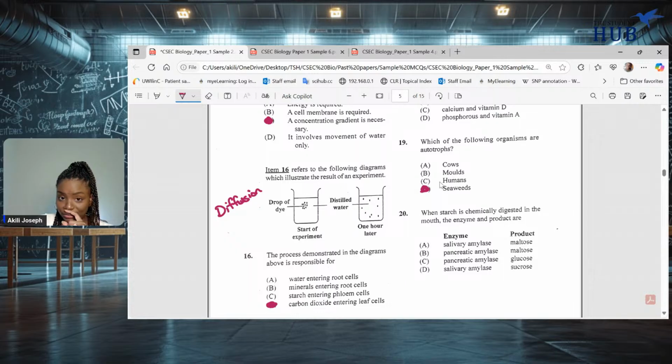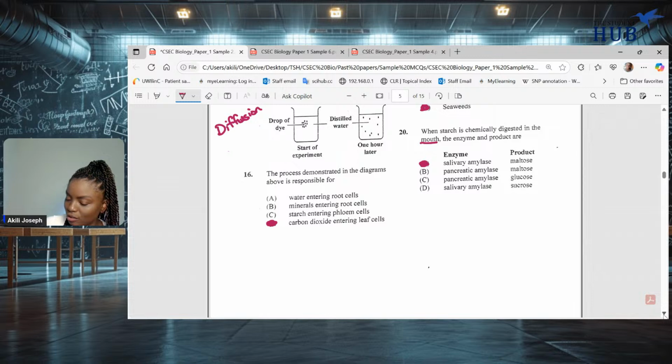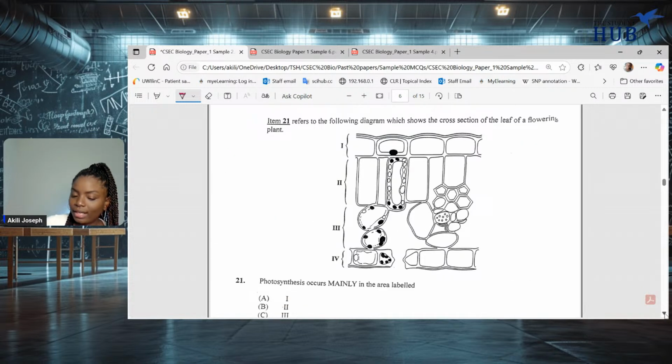20, when starch is chemically digested in the mouth, the enzyme and product are, is it going to be salivary amylase or pancreatic amylase? And is the product maltose, glucose, or sucrose? We know both salivary amylase and pancreatic amylase will break down starch into maltose, right? But they said digested in the mouth, so therefore we're looking at salivary amylase, so that's going to be A or D. And then the product is definitely going to be maltose, not sucrose. So the answer for 20 is going to be A. So B was there to kind of confuse you.